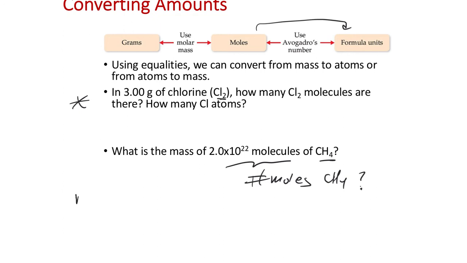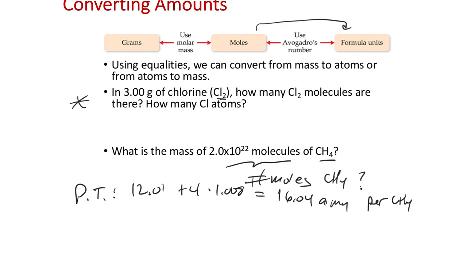So we can use the periodic table to calculate that the molar mass of CH4 would be 12.01 for the carbon plus 4 times 1.008 for the hydrogen. So that's going to be 16.04. Now that's either AMU per molecule or we saw 16.04 grams per mole.